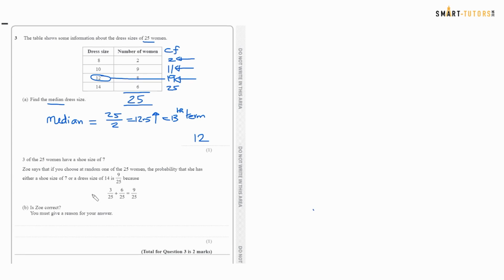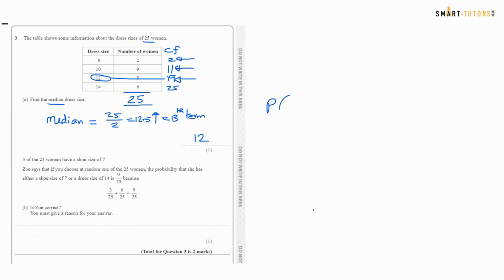Question number 3b. 3 of the 25 women have a shoe size of 7. So he says that if you choose at random one of the 25 women, the probability that she has either a shoe size of 7 or a dress size of 14 is 9 upon 25, because 3 upon 25 plus 6 upon 25 equal 9 upon 25. If so is correct, you must give a reason for your answer. It's a 1 mark question.